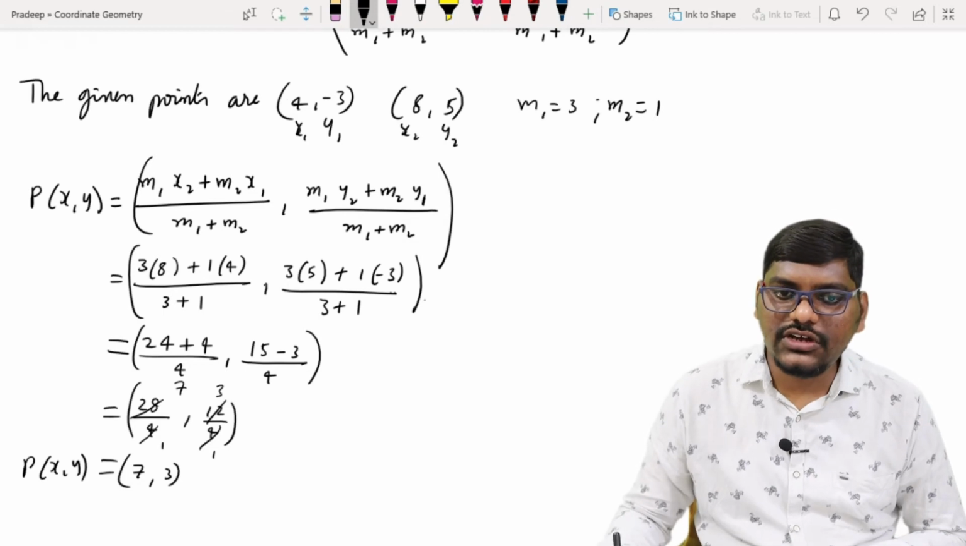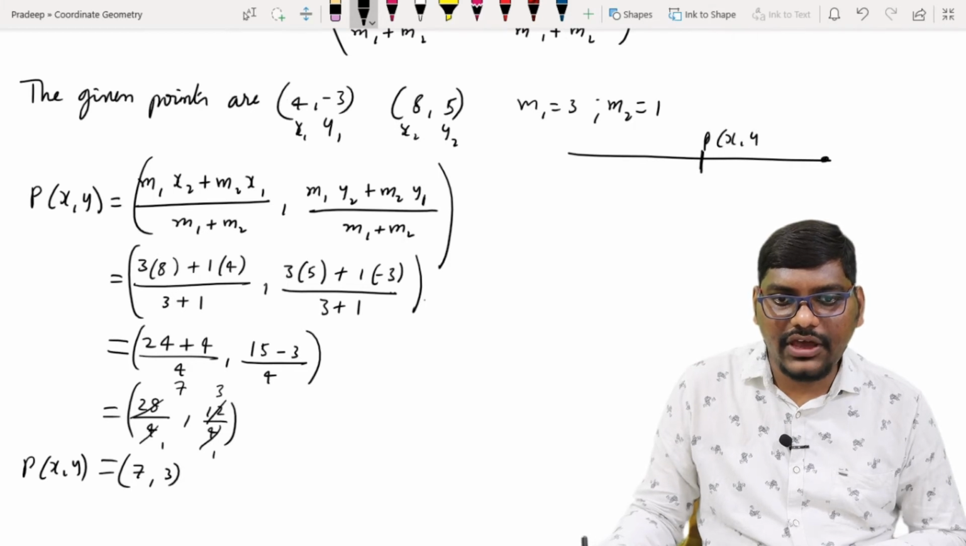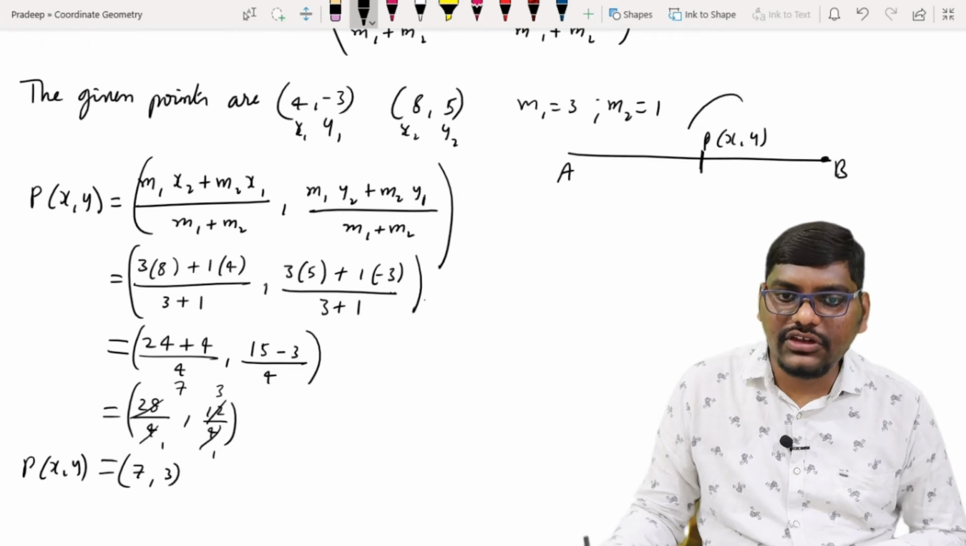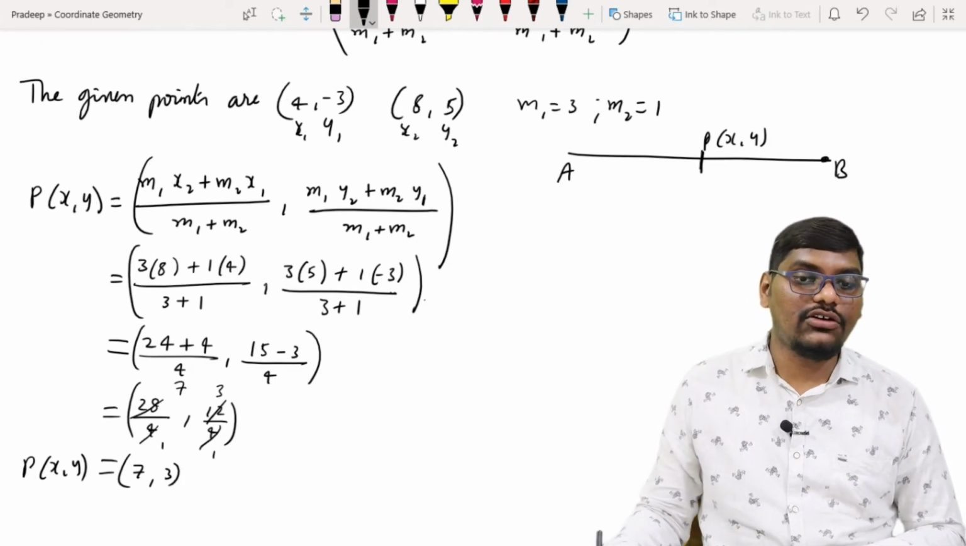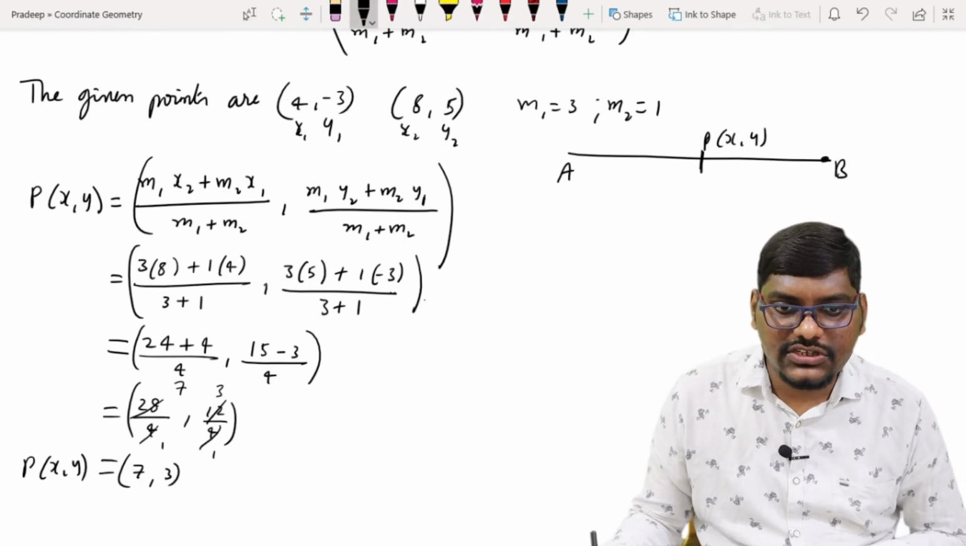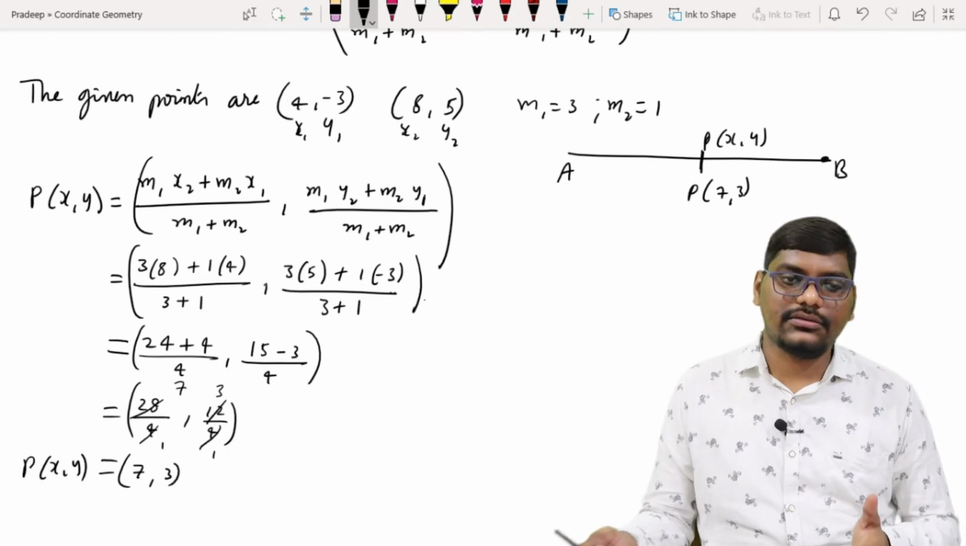So we understood that when there is a line, a point P is dividing this particular line at P x comma y. Point A is given in the question, point B is given in the question. The point P they asked us to find out, we found as 7 comma 3, so P 7 comma 3 is the point which we got.